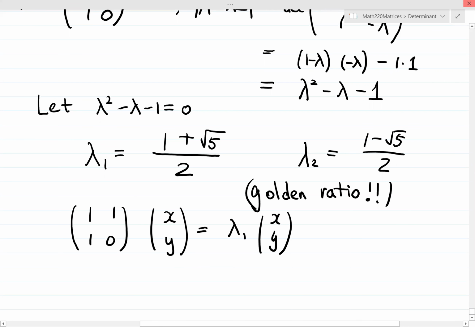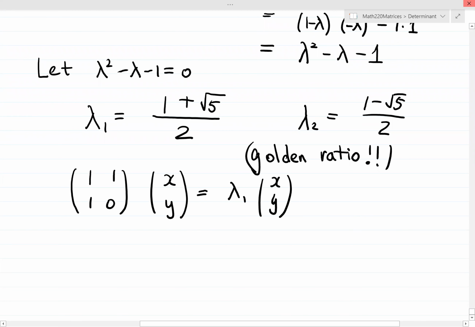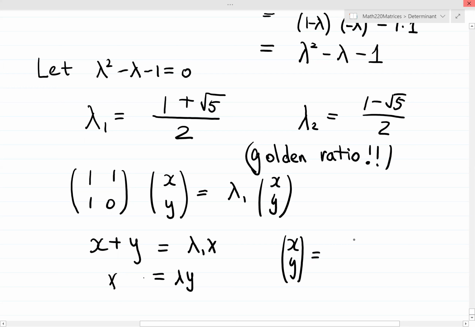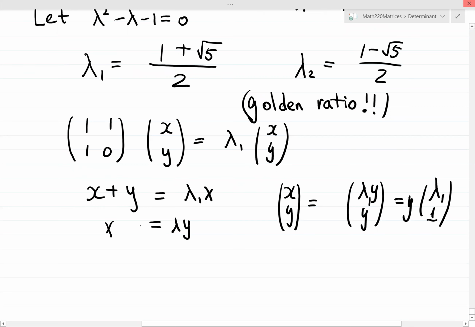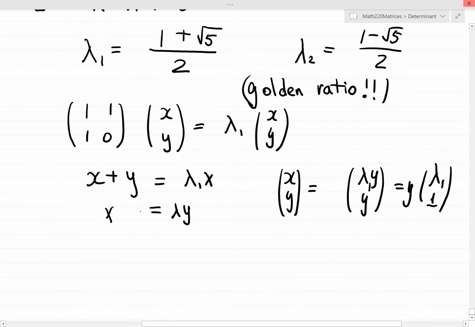You see, the first row says x plus y equals lambda 1 x. The second row says x is lambda y. So the vector (x, y) is (lambda y, y), which is y times (lambda, 1). So we can choose the eigenvector. Remember, an eigenvector is determined up to a non-zero scalar.